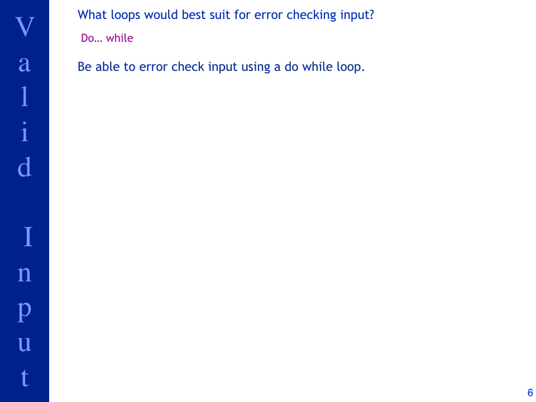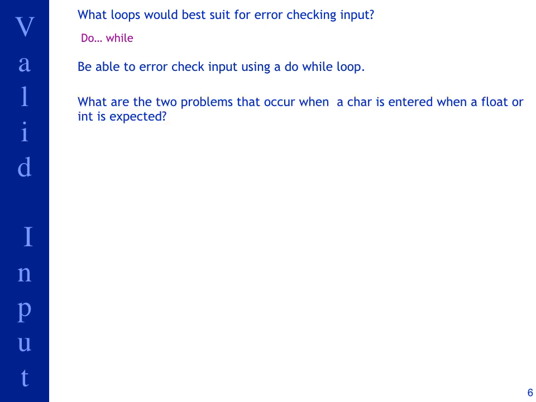So let's talk about validating input. What loop is best suited for error checking input? Remember we discussed that? It would be a do while loop. The reason is that we force it to run and take at least one value from the input, and then we check that. If that value is correct, then we get out of the loop; otherwise we loop back and request more.